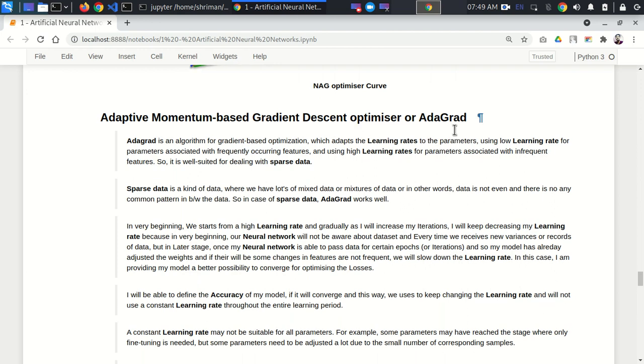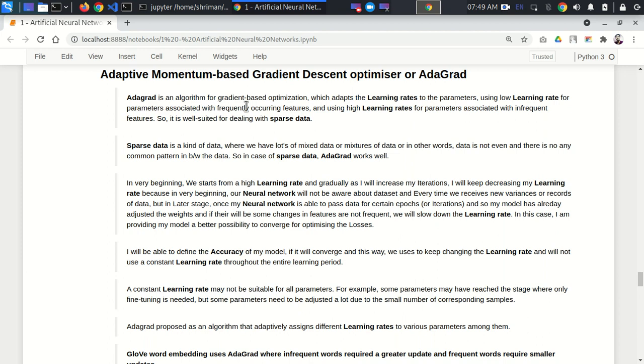What is this AdaGrad, guys? So AdaGrad is an algorithm for gradient based optimization which adapts the learning rates to the parameters, using low learning rates for parameters associated with frequently occurring features, and using high learning rates for parameters associated with infrequent features. So it is well suited for dealing with sparse data. So see, now after this NAG optimizer, guys, people have introduced a new kind of optimizer which is AdaGrad. This AdaGrad is a gradient based algorithm which is used for optimization, right? Now it will try to adapt the learning rate, to change the learning rate as per the demand, right?